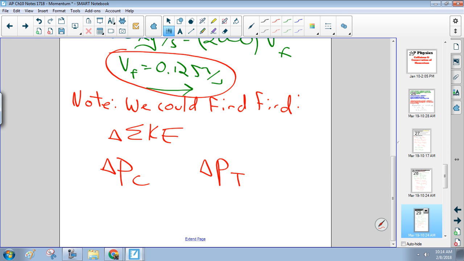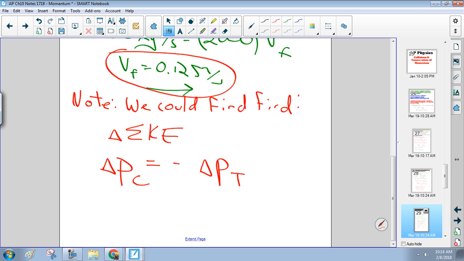What would be true about those two changes in momentum? Yeah, they'd be equal and opposite, right? Because the car is going to lose momentum. Since the total has to stay the same, that means it must be transferred to the other object, right? So these are equal and opposite. Clear? Any problems? Anything else we want to find?